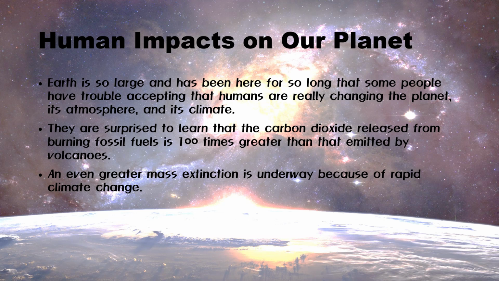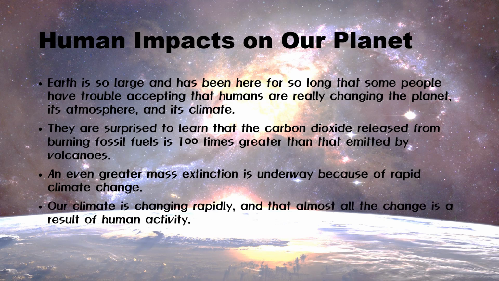An even greater mass extinction is underway because of rapid climate change. As we keep changing our climate, yes, humans might be able to, in the interim, adapt to it. All other life may not have that same adaptability. And because our climate is changing rapidly, and almost all the change is a result of human activity, it means we can have some very negative impact upon our planet and its future.